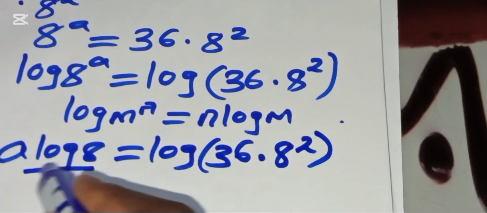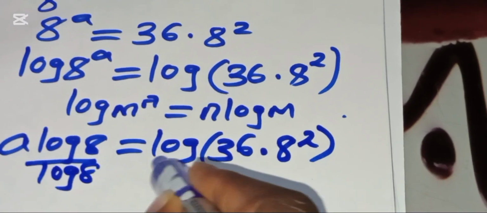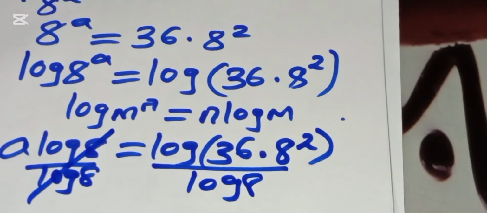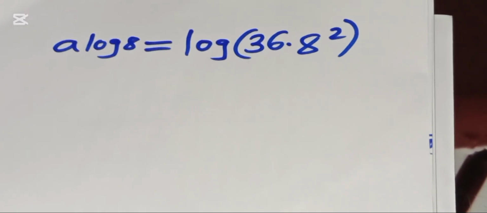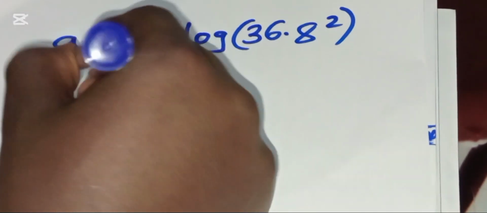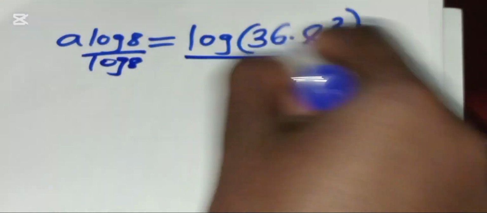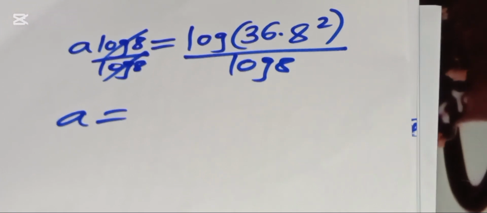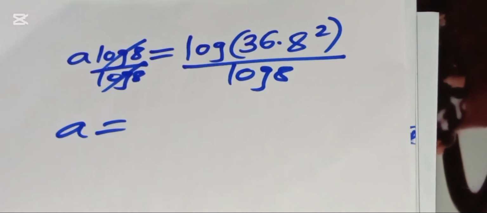So we divide both sides by log 8. Let's divide both sides by log 8. Also here we divide by log 8. So that a is equal to log of 36 multiplied by 8 squared, divided by log 8.